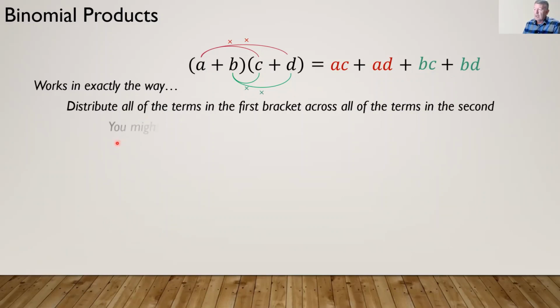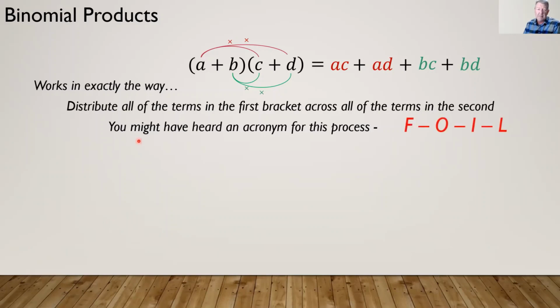Let's have a look. There's an acronym you might hear. Some of your teachers might tell you this. It's called FOIL. It sometimes helps you remember how to do this. It stands for first, outside, inside, and last. Okay, so there's your first, and there's your first. So multiply your firsts. Then you do the outsides, the A and D, multiply them. Then you do your insides, B and C, and then you do your lasts, B and D.